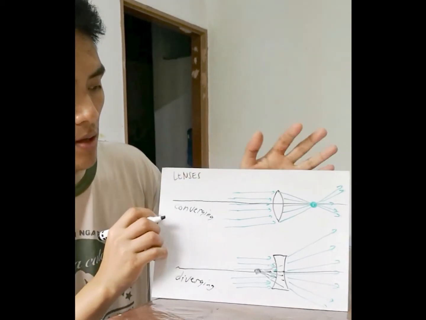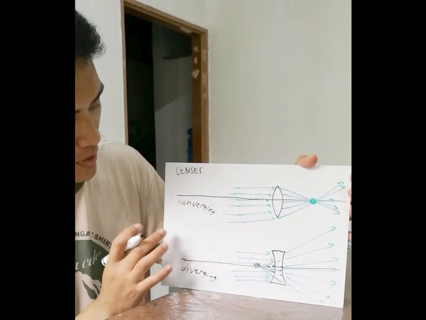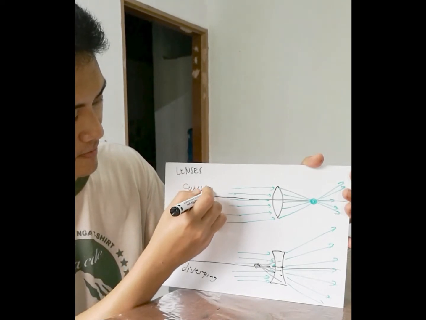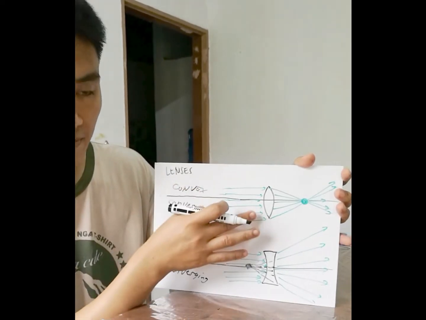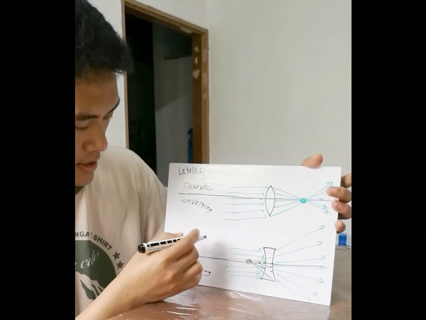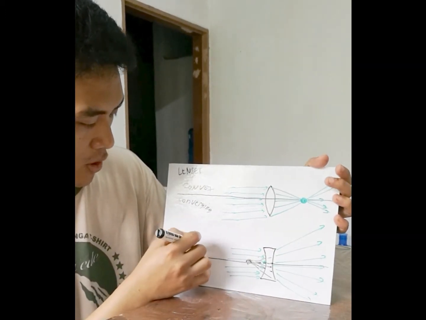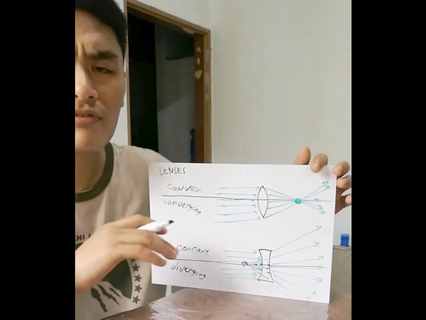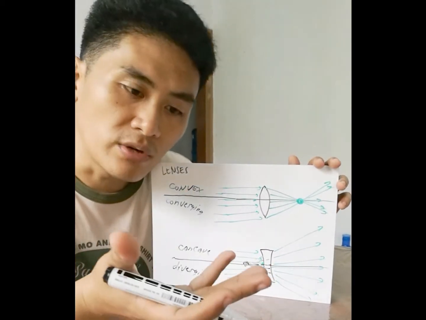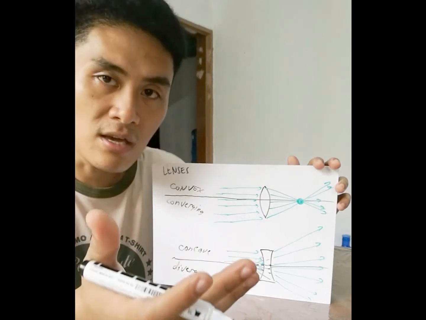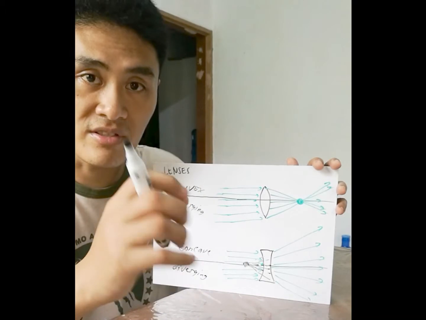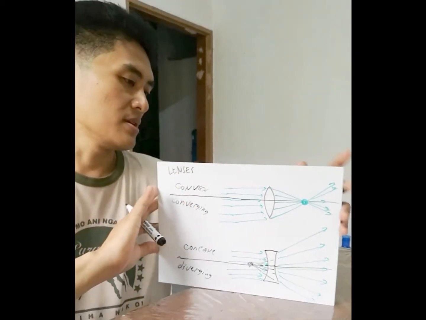Now, in other words, in lenses, a convex lens is a converging lens, and concave lens is a diverging lens. But if you think about it, when we were discussing mirrors, there is also a mirror that converges light rays, and there's also a mirror that diverges light rays.